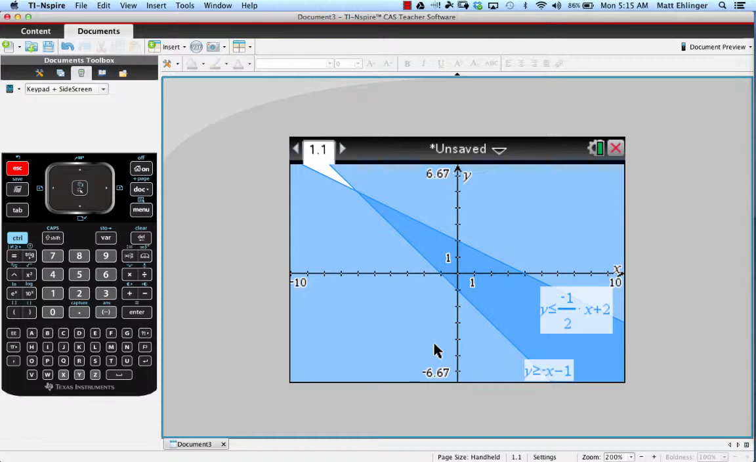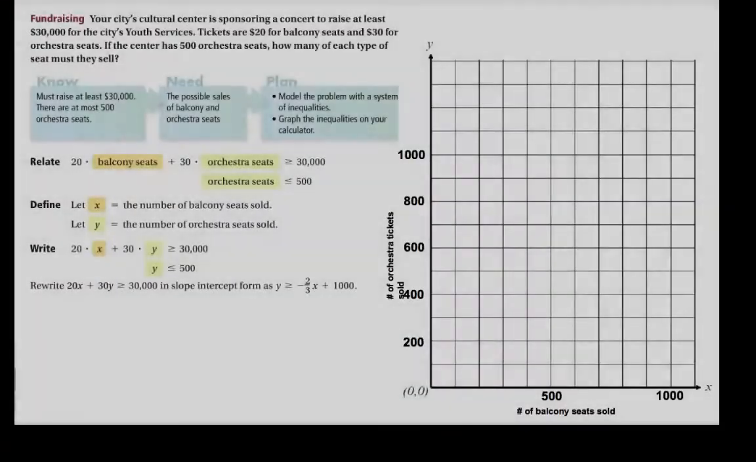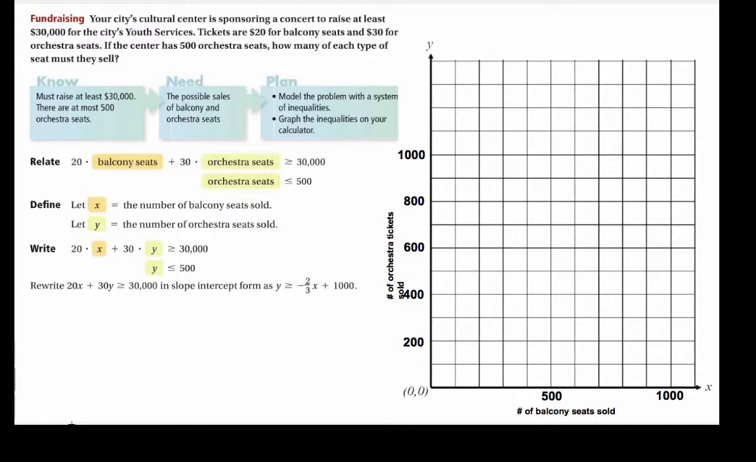And for our next lesson, when we start talking about linear programming, this is something that's definitely going to come in handy. All right, so let's take a look at an application here of linear inequalities, and this is going to kind of springboard into our next lesson after this.